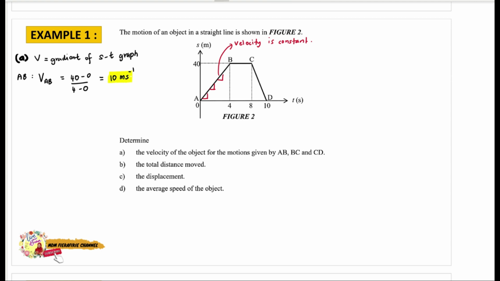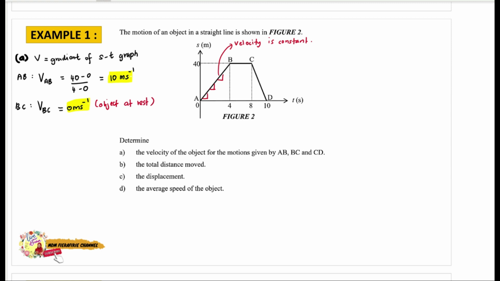And then for the motion of BC, V_BC, we can straightaway get this value of velocity since the gradient of BC is equal to 0. It means that there is no gradient, or we can say that this time the object is at rest. So the object is at rest, which means 0 meter per second for the velocity from B to C.